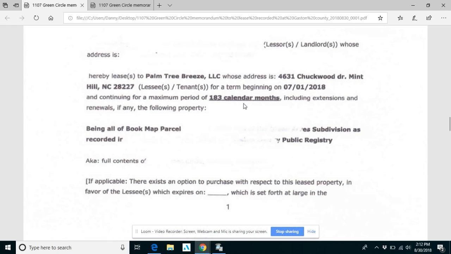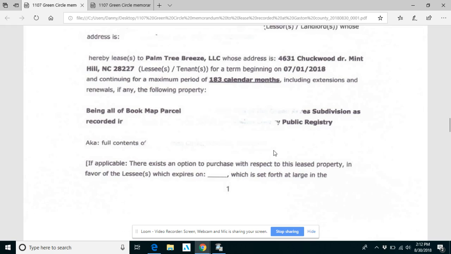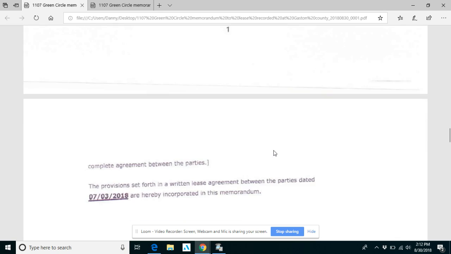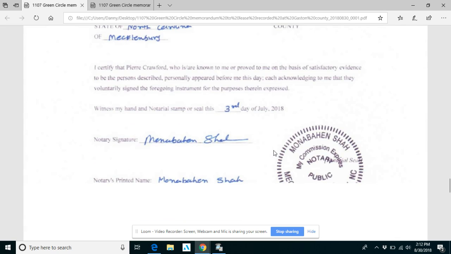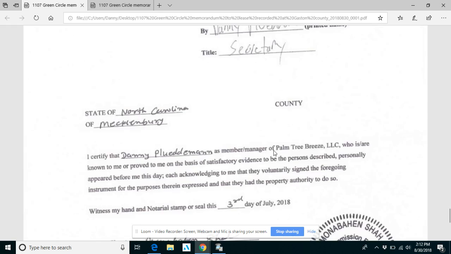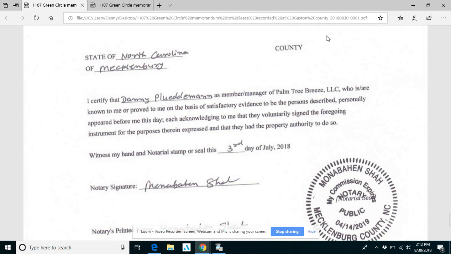And again, it's typical to record leases that are longer than 3 years, 5 years, and in this case, this one's 15 years. So that's the reason to record it at the courthouse, and that's why this needs to be notarized, because it's recorded at the courthouse. So that's it. That's all the paperwork involved. Pretty straightforward. Thanks for your interest.